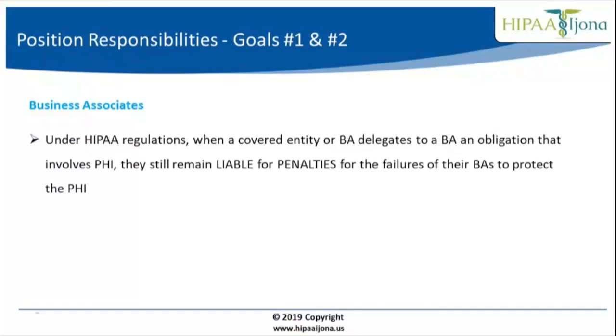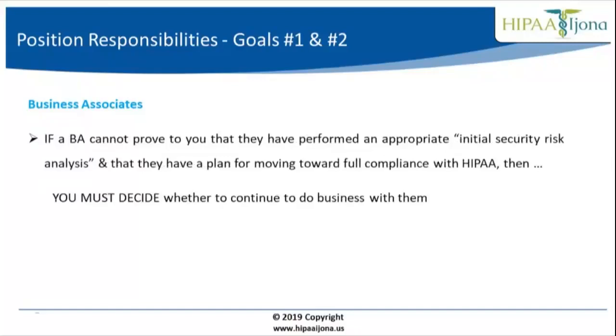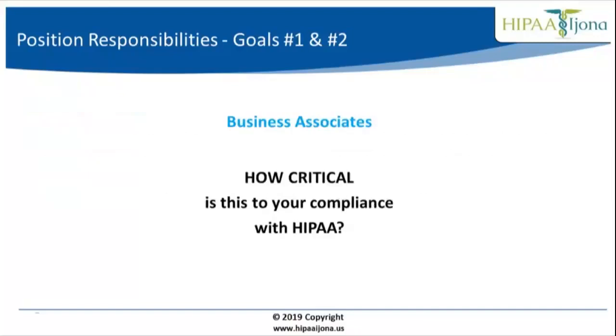You pass information on to somebody, they pass it on to somebody else. It doesn't matter if you've got agreements with them. If there's a liability, if there's something that's breached down below, you're going to be responsible for it. So if BAs cannot prove to you that they performed an appropriate initial security risk analysis and that they have a plan for moving toward full compliance, and you will know what that is, you've got to decide whether you want to continue to do business with them, because there's a problem for them.